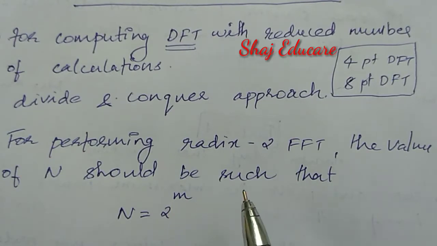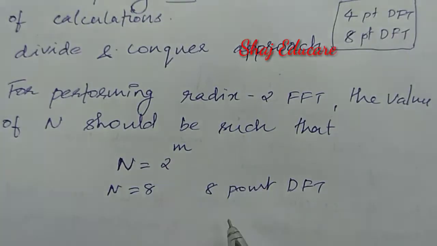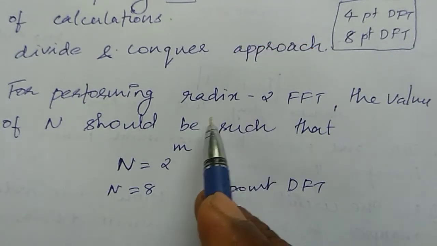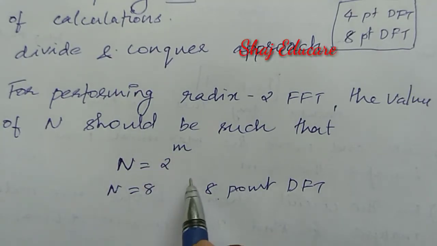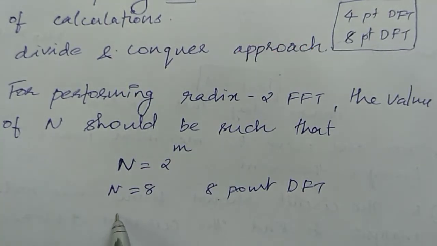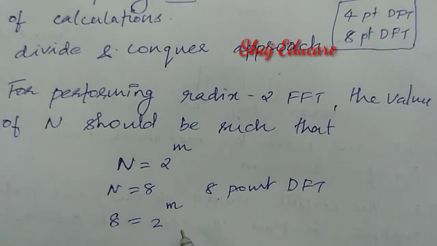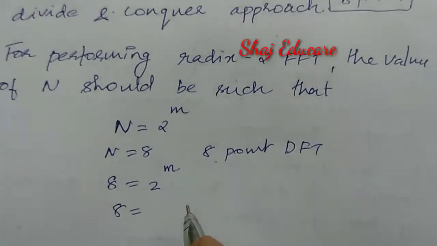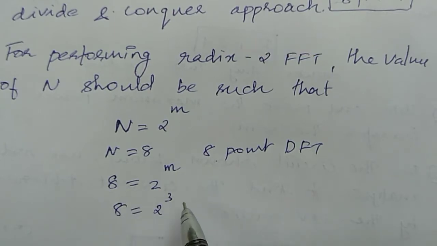In order to perform a radix 2 FFT algorithm, N should satisfy this condition: N is equal to 2 raised to m. This 8-point DFT can be found by using the radix 2 algorithm because this 8 can be expressed in terms of 2. That is, N is equal to 2 raised to m. 8 is equal to 2 raised to 3. All of you know that 2 raised to 3 is equal to 8, right?